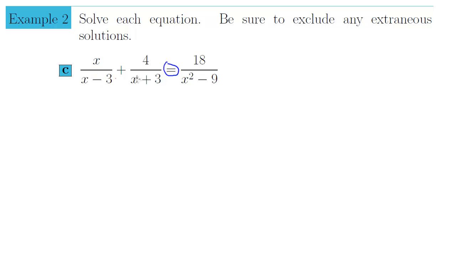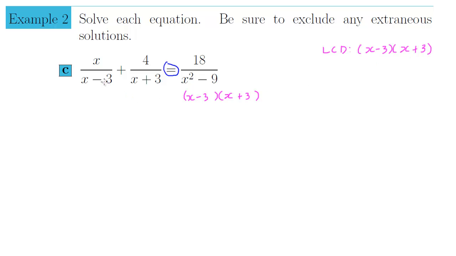To find the LCD, you have to look at the denominators and factor them if needed. So x minus 3 and x plus 3 can't be factored, but x squared minus 9 can be factored since it's a difference of squares. This is x minus 3 times x plus 3. And then you take each factor the most number of times it occurs in any single denominator. In this case, our LCD is going to consist of just the factors x minus 3 and x plus 3.